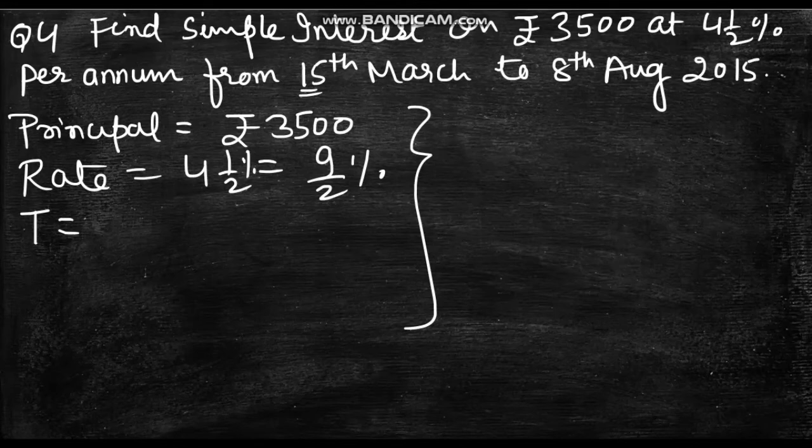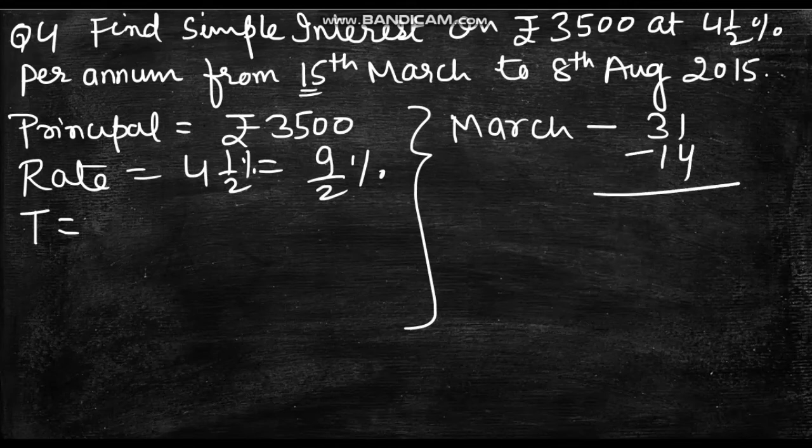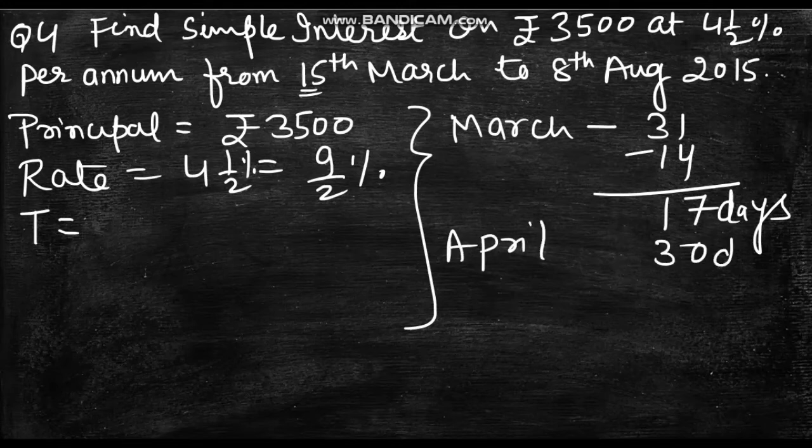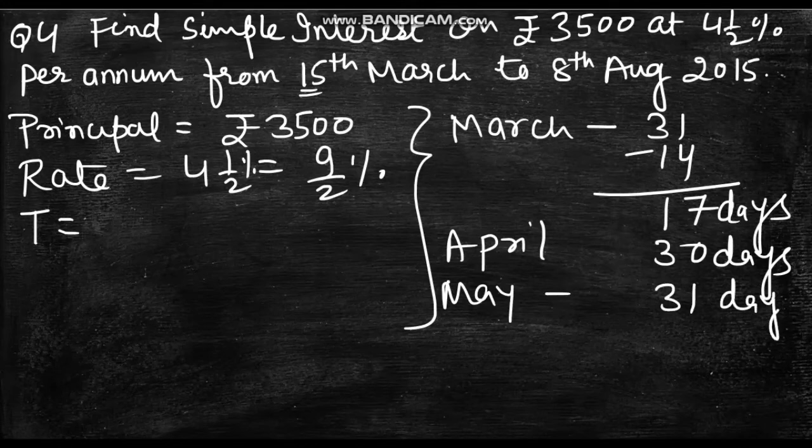So how many days do we have in March? In the month of March we have 31 days. So 31 minus 14. So see here, 11 minus 4 is 7, and here you have 2 minus 1. So 17 days in the month of March. Then in the month of April, so 30 days. Okay, in the month of April we have 30 days. Then in the month of May, how many days do we have in May? 31. Okay, so 31 days in May.